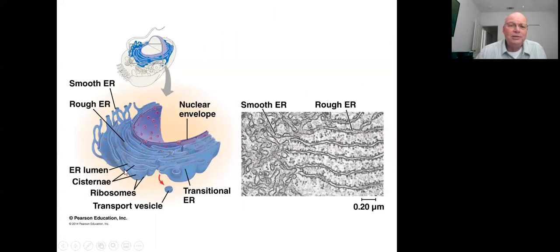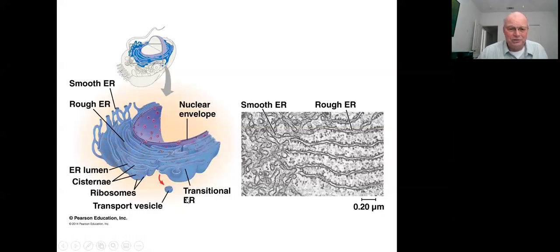So here you can see the rough endoplasmic reticulum and the smooth endoplasmic reticulum. I gave you a description of those earlier, but the rough endoplasmic reticulum is folded and contiguous with the nuclear envelope. It's got the ribosomes attached to the surface. The smooth endoplasmic reticulum is more tubular. It is an extension of the rough endoplasmic reticulum, so the two systems are continuous. And then you can see the transport vesicles budding off the external surface of the rough endoplasmic reticulum.